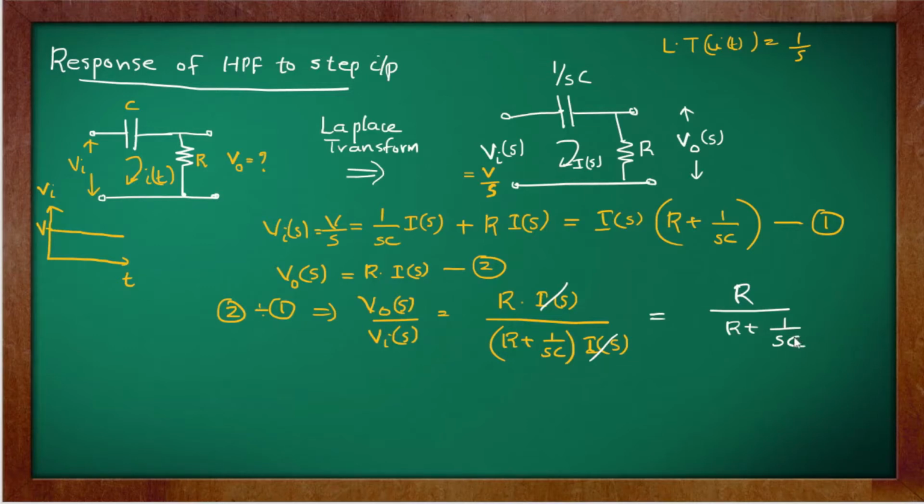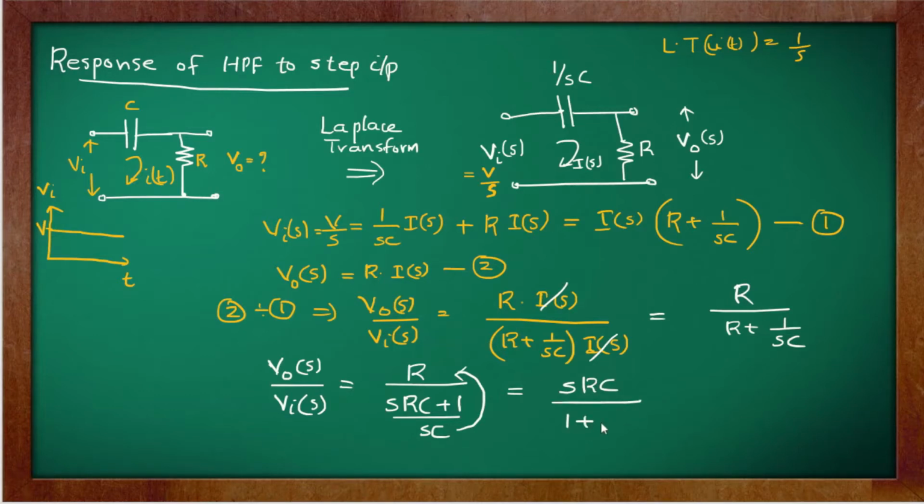Taking the LCM of the denominator, V naught of s divided by Vi of s can be written as R divided by SRC plus 1 divided by SC, and the SC will come to the numerator. So this becomes SRC divided by 1 plus SRC. Let this be equation number 3. So V naught of s by Vi of s is equal to SRC divided by 1 plus SRC.